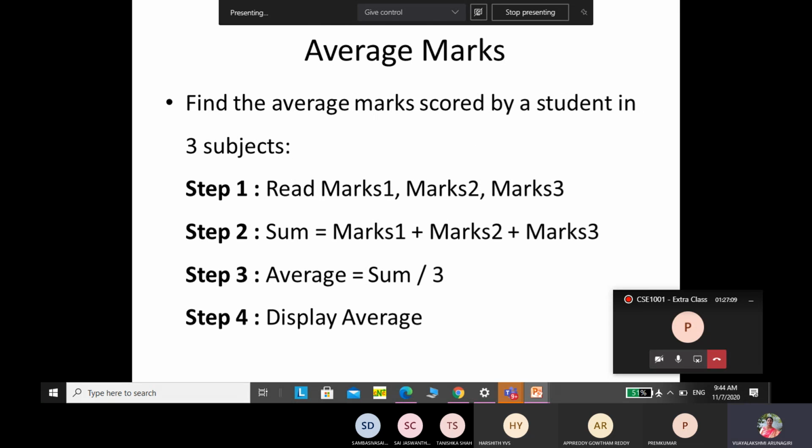Next, how to find the average of 3 marks? Actually, this is in the pseudocode format. I didn't write any sentences, right? I want 3 marks. That is, I am reading mark1, mark2, mark3. And I want to add the 3 marks. So, sum equal to mark1 plus mark2 plus mark3. And how am I finding the average? Average equal to sum by 3, and display the average. So, it is a pseudocode format. Pseudocode format means you don't need to give any detailed explanation, right? So, simply we have to read the marks, add the sum, find the average, and display it. Right?